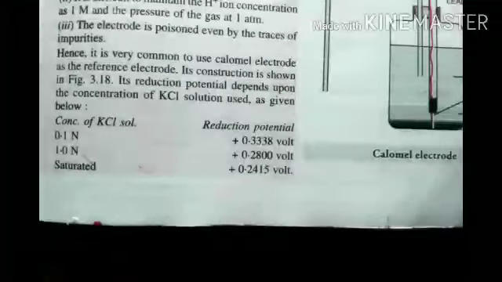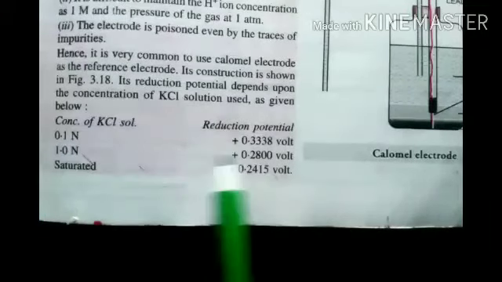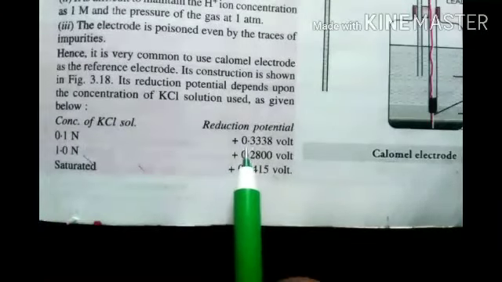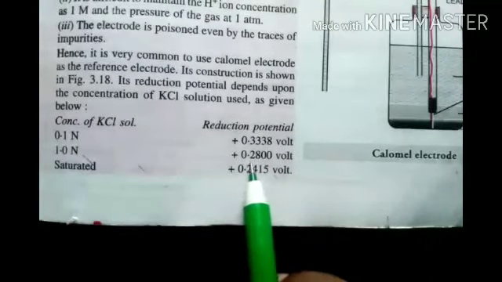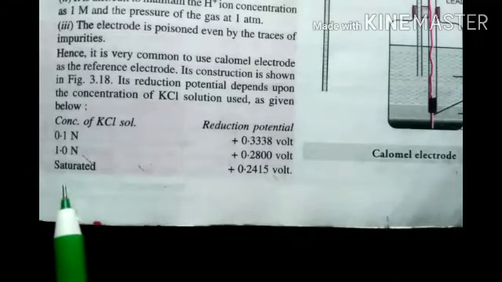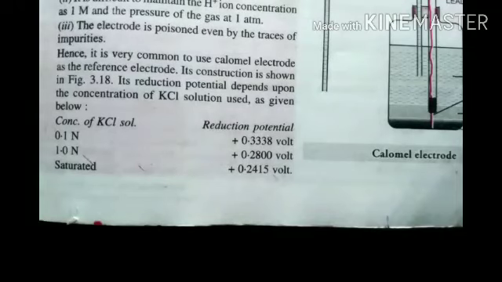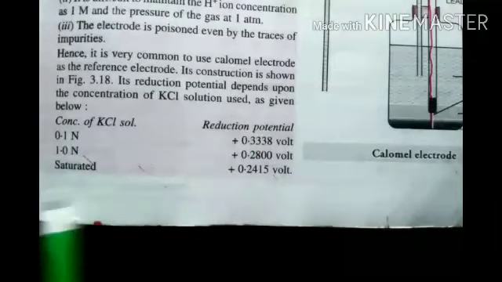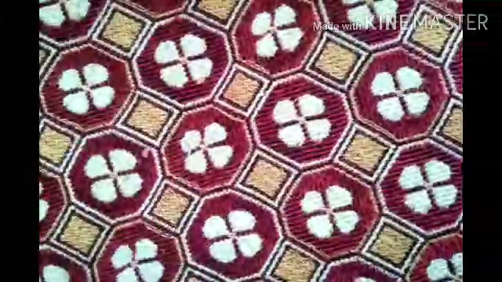Now let's take the values, copy them. For the concentration of KCl solution, the reduction potential at 0.1 N is 0.3338 volts, at 1 N it is 0.28 volts, and the saturated one is this much for the calomel electrode. Just note down these values, they are important. This is just for JEE and NEET people. This is not in the board syllabus.